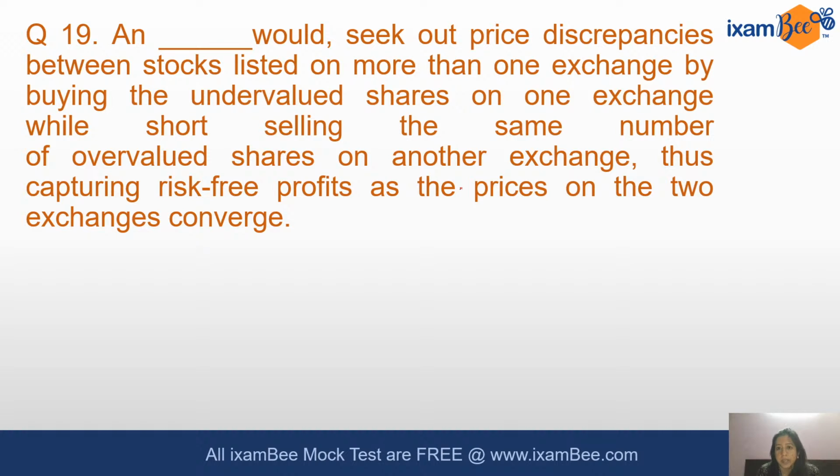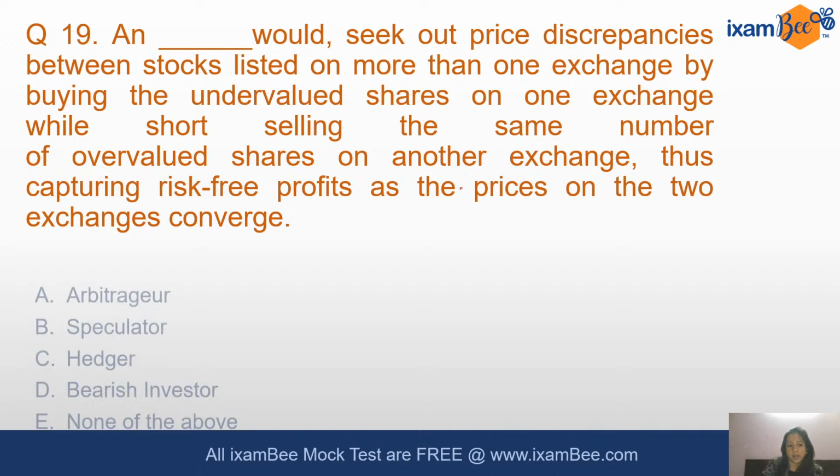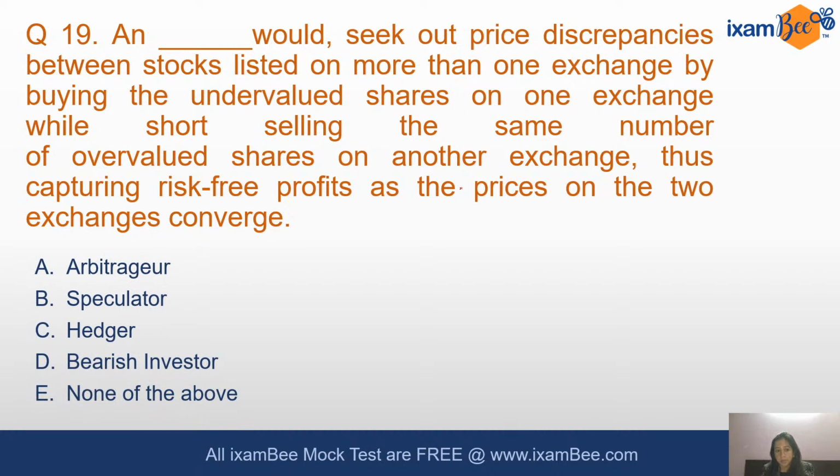A dash would seek out price discrepancy between stock listed on more than one exchange by buying the undervalued shares on one exchange while selling the same number of overvalued shares on another exchange, thus capturing risk-free profits as the prices on the two exchanges converge. So what is the right answer for this? Arbitrage, speculators, hedgers, bearish investors, or none of the above?